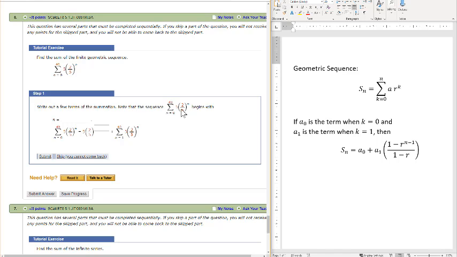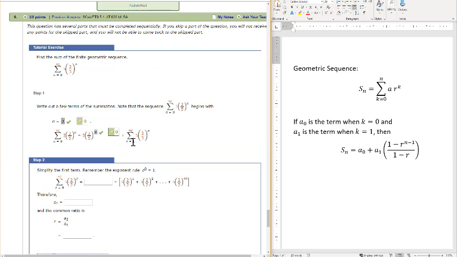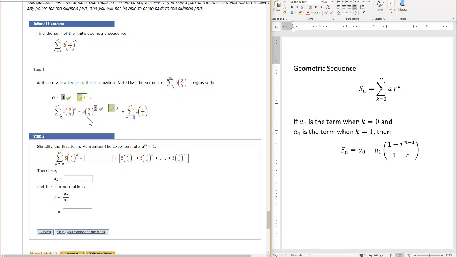We notice that the sequence begins when n is equal to 0. And then the rest of our terms begin when n is equal to 1, since we took the 0th term out. So what is the 0th term? We have 2/5 to the 0, and that's just equal to 1 times 5. So our first term is 5.